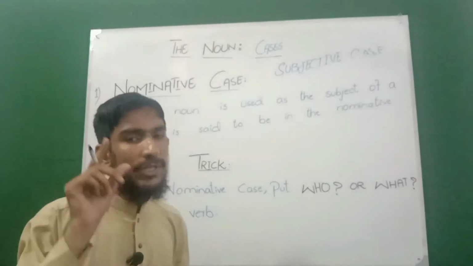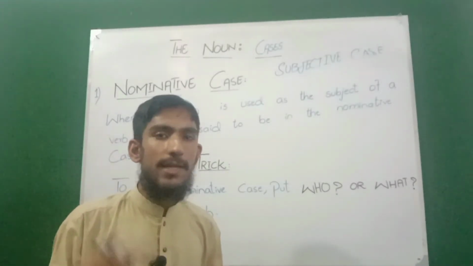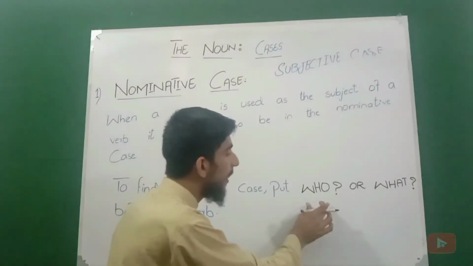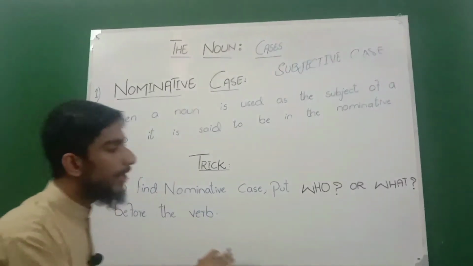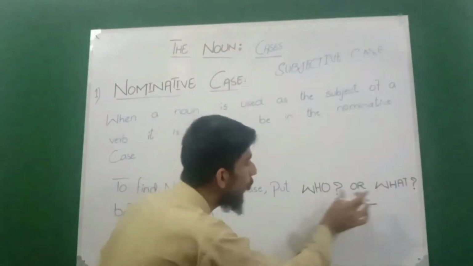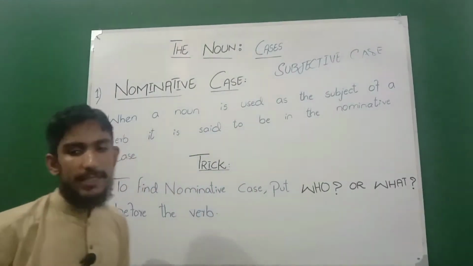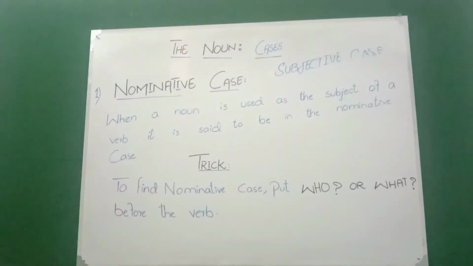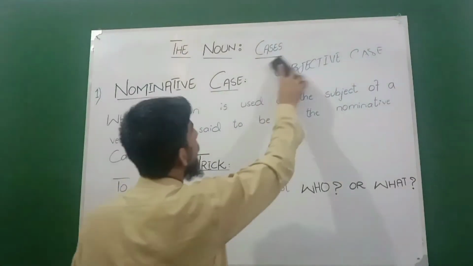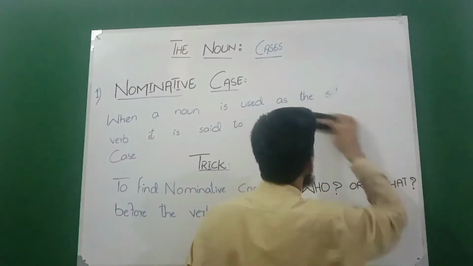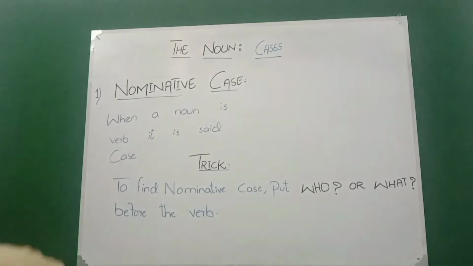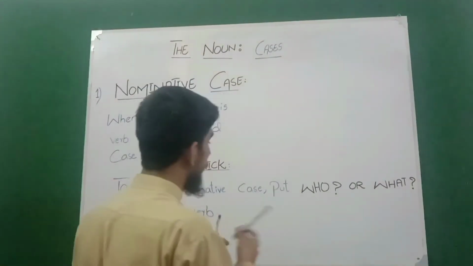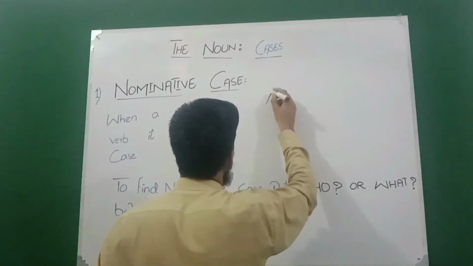Now I will give you a short trick for how to find nominative case in a sentence. Remember that to find the nominative case, you just have to put who or what before the verb. Again, to find nominative case, you should only place who or what before the verb. Through an example, you will learn easily. I have written an example on the board.